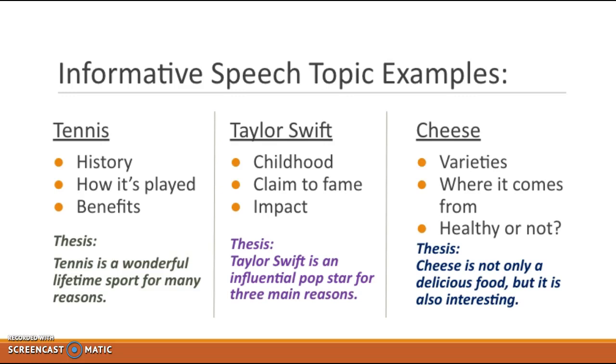You can read the other examples. Again, if you pick a person or celebrity, you could potentially use these subtopic examples. You don't have to use these subtopics. You could pick your own. Just think about, okay, what am I going to share about my topic? That's what that looks like.